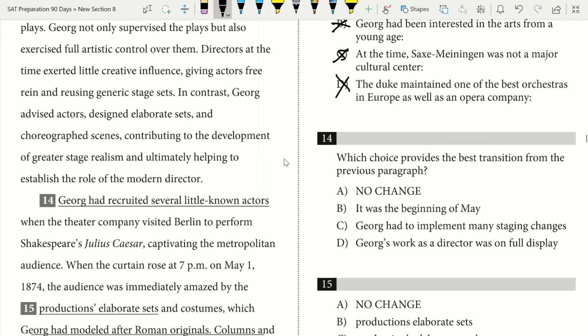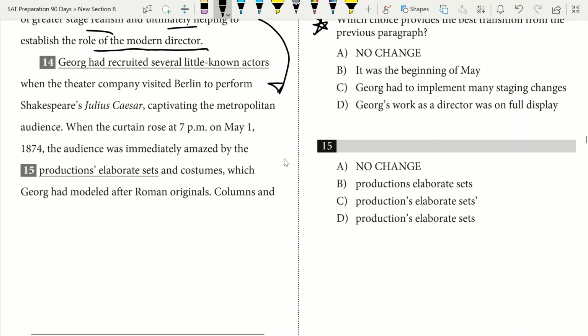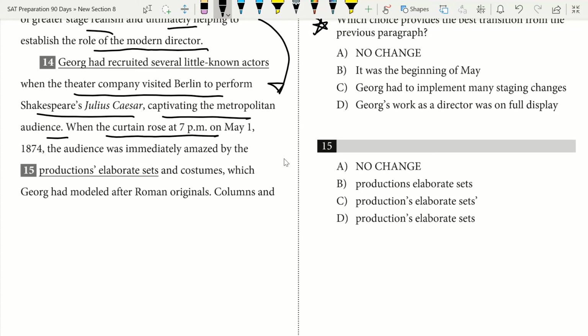All right, so now we've got to transition from the previous paragraph, I see is what 14 is, so I want to read a little bit of this. In contrast, George advised actors, designed elaborate setups, choreographed scenes, contributed to the development of greater stage realism, ultimately helping establish the role of the modern director. So I'm looking for something connecting his great involvement to whatever is to come. So I want to know what's to come after in order to make that transition. So when the theater company visited Berlin to perform Shakespeare's Julius Caesar, captivating the metropolitan audience when the curtain rose at 7 on May 1, 1874, the audience was immediately amazed by the production's elaborate setup.